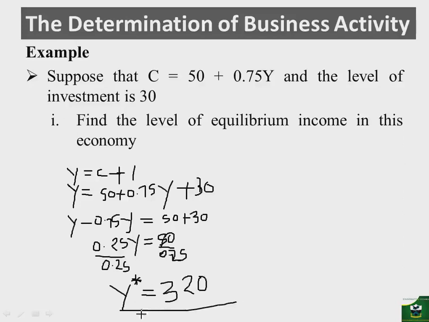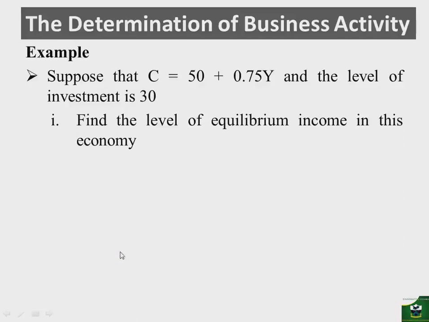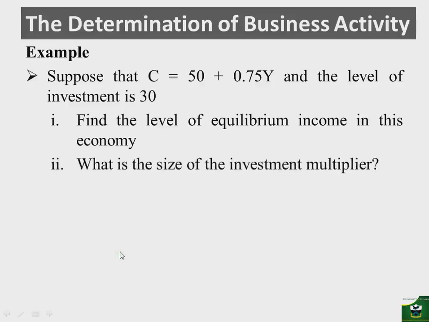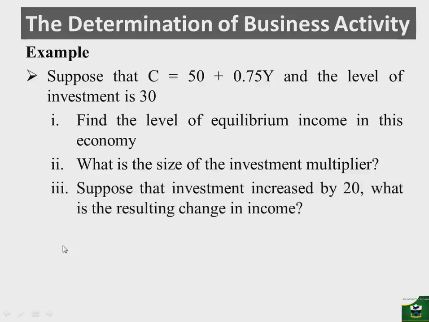So this here then becomes our equilibrium income. The next question is asking us to find the size of the investment multiplier, which, if you were following through, you will notice is just 4, because we were dividing by 0.25, which gives you the 4, but we are going to show that. And then suppose that investment increased by 20. What is the resulting change in income?